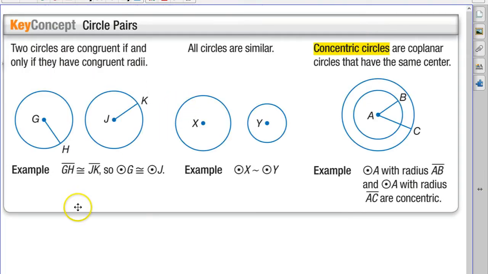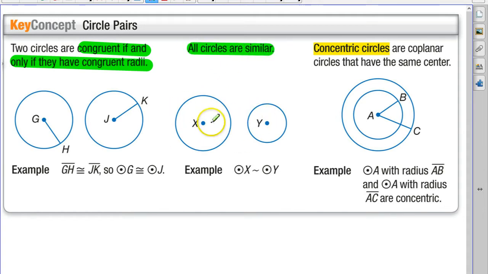Okay. Circle pairs, other definitions here. Two circles are congruent if and only if they have congruent radii. That's important to understand. It's the radius that tells you if two circles are congruent or not. All circles are similar because they're all proportional. The proportion is their radius. And the last definition for this page, which you definitely should have heard of before, is concentric circles. Concentric. If you think of Spanish, con queso means with cheese, so con, C-O-N, means with, and centric means center. So concentric circles are just circles with the exact same center.